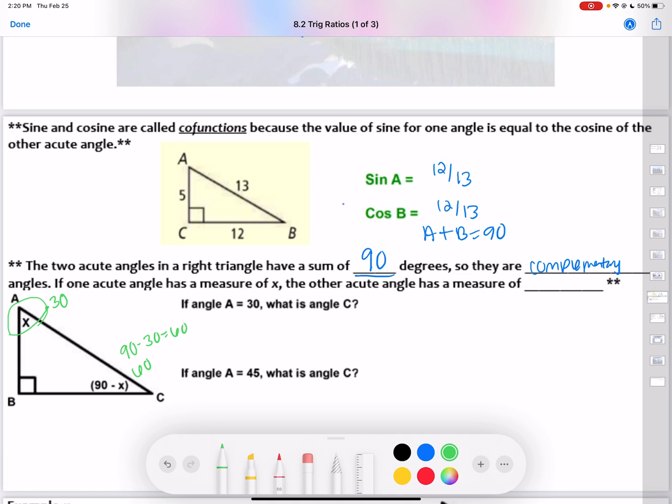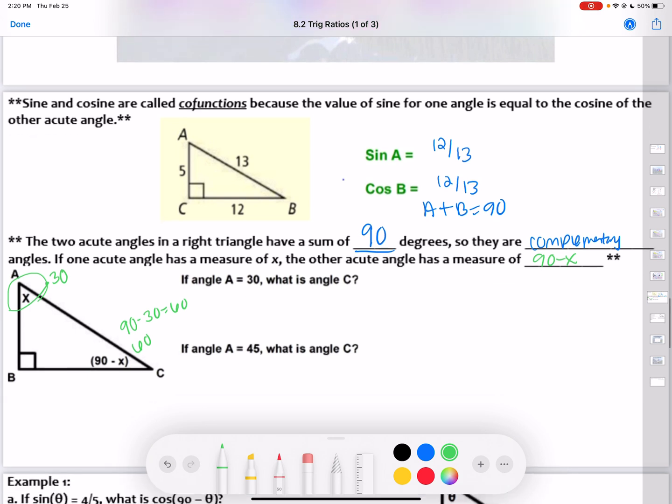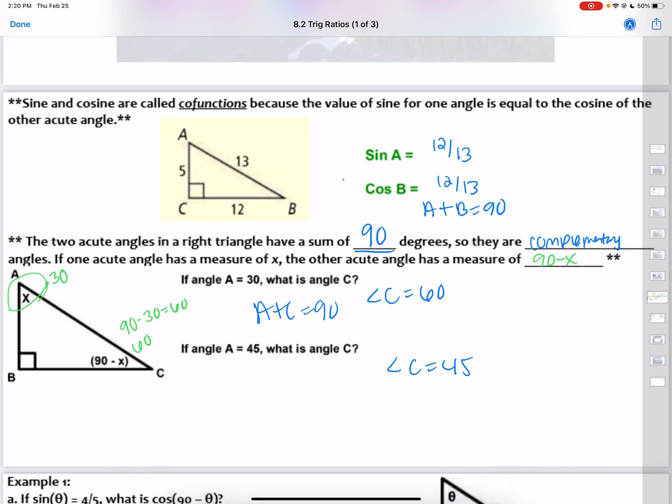C would have to be 90 minus x, the other acute angle, so that those two angles add up to 90 degrees. So if angle A is a measure of 30, angle C would have to be a measure of 60. If angle A is a measure of 45, angle C would have to be 45, because we want those two angles to be complementary and add to 90 degrees.